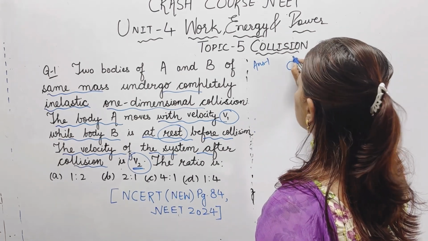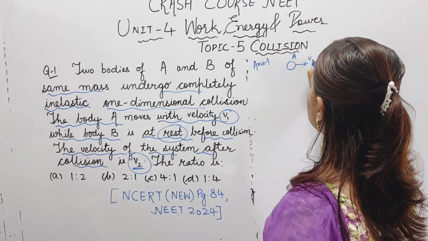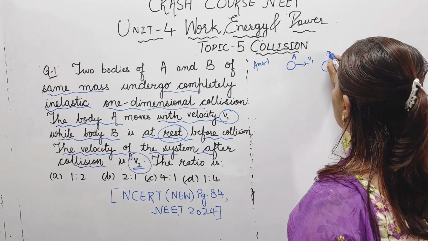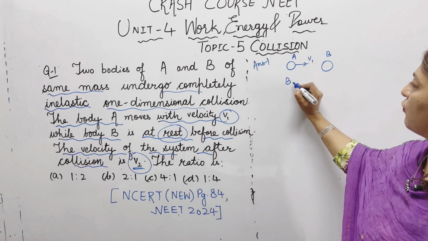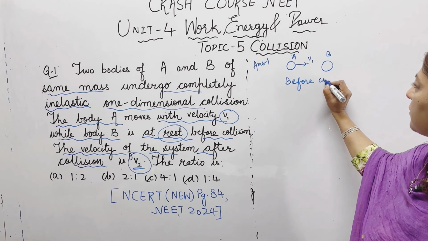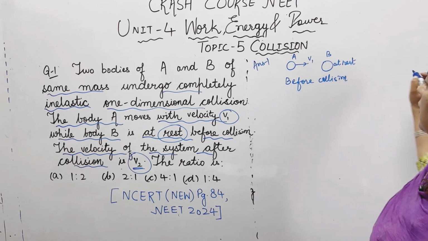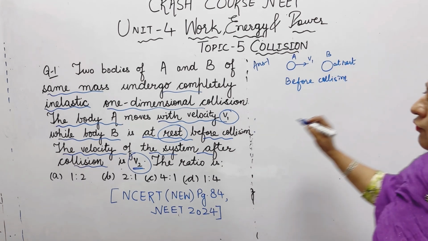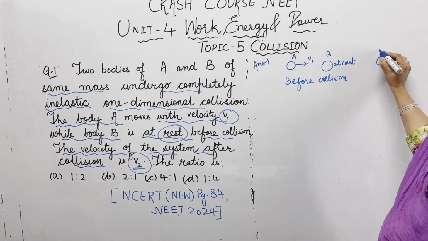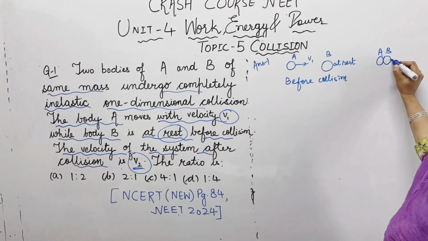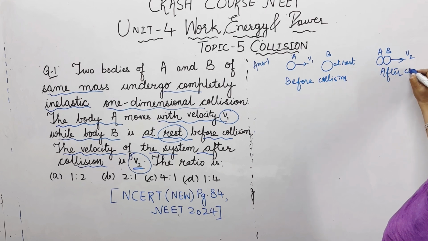Before collision, the body A is moving with velocity v1 and the body B is at rest. It is not moving. This is before collision. And after collision, the velocity of the system, meaning A and B have become a system, and they are moving with velocity v2. This is after collision.